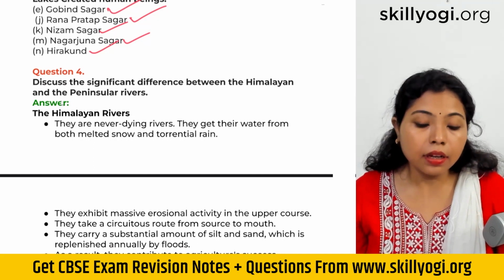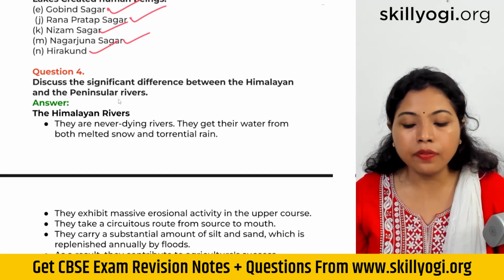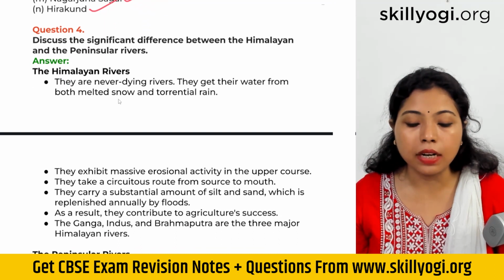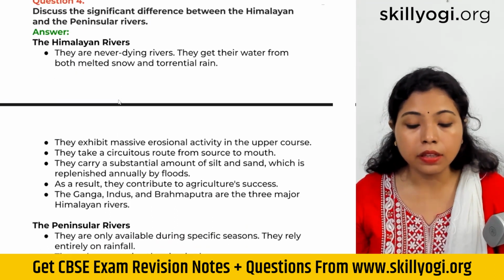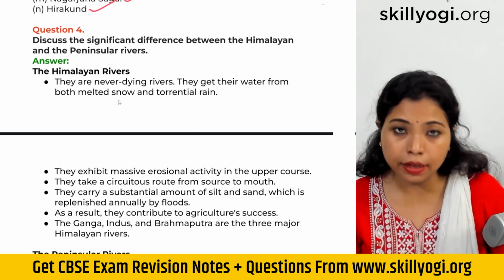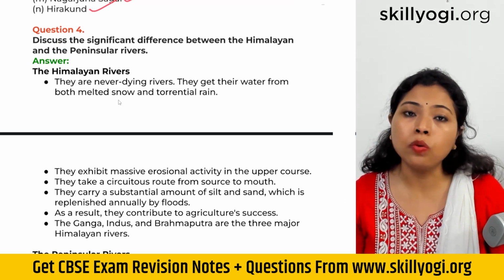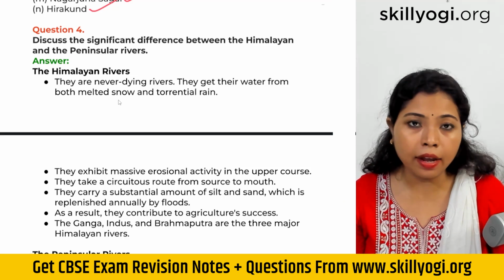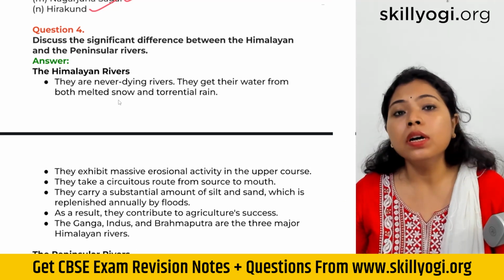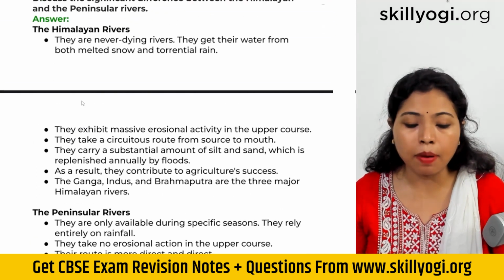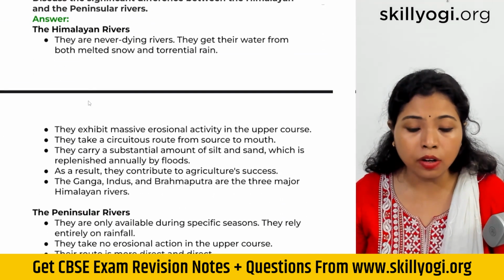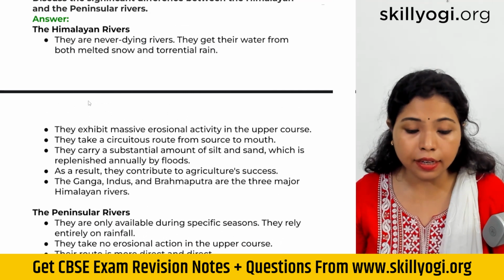Next question. Discuss the significant difference between the Himalayan and Peninsular rivers. Answer: all we know, the whole Indian drainage system is divided into two parts. One is the Himalayan river system and number two is the Peninsular river system. Now here we are talking about the differences between those two main river systems of India.